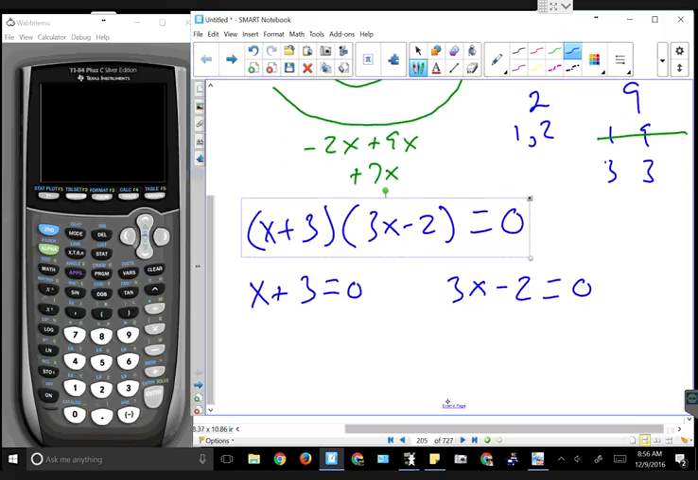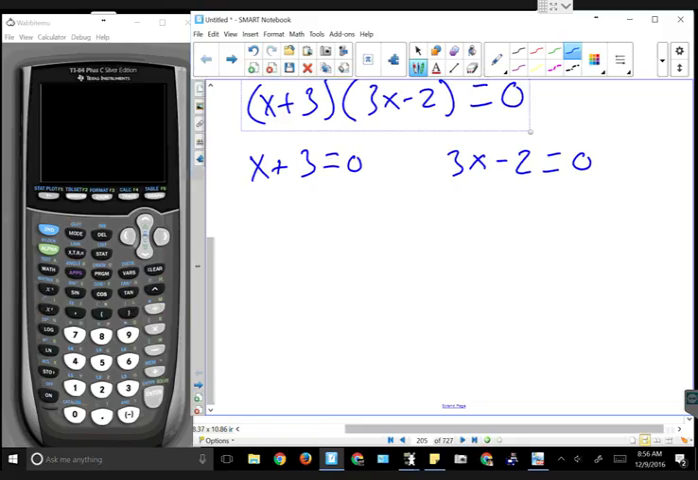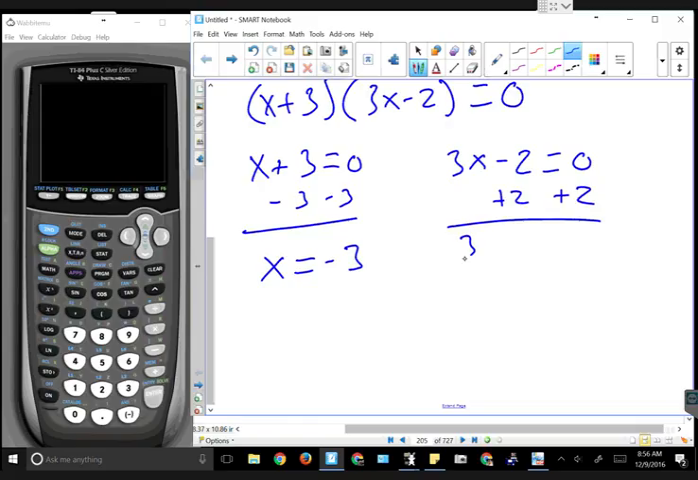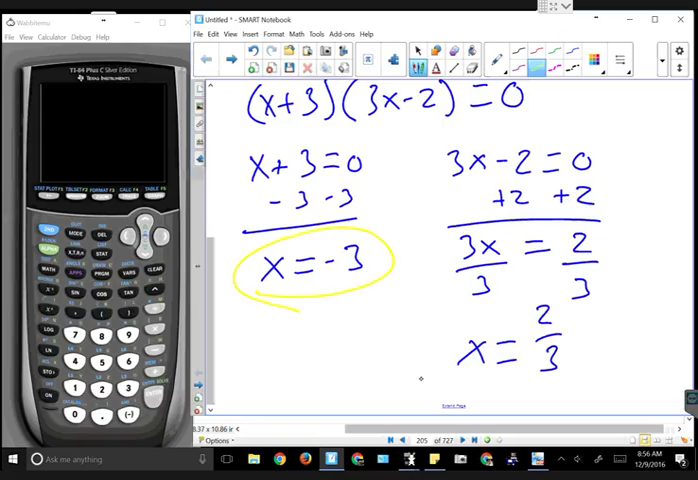So, solve. Subtract 3, x is equal to negative 3. Add 2, 3x is equal to 2, divide by 3, x is equal to 2/3. These are what are called the solutions to this problem. Okay? Now, this is a boatload of mental gymnastics. The only way that you get good at these things is practice, and then guess what? More practice.